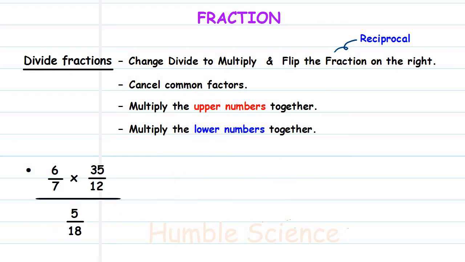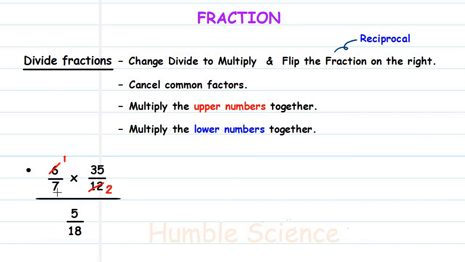Now let's try something a little bit more complicated. When there is a stack like this, I normally deal with the upper part first and then the lower part. For the upper part, it is multiplying of fractions, so we can try to cancel out the common factors. The upper number 6 and the lower number 12 share a common factor, which is 6. So 6 divided by 6 is 1 and 12 divided by 6 is 2.